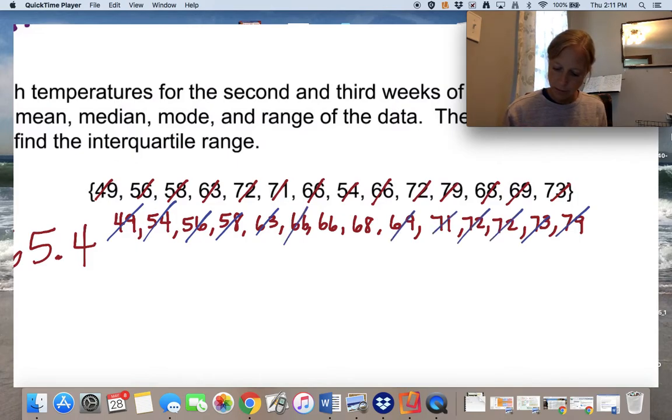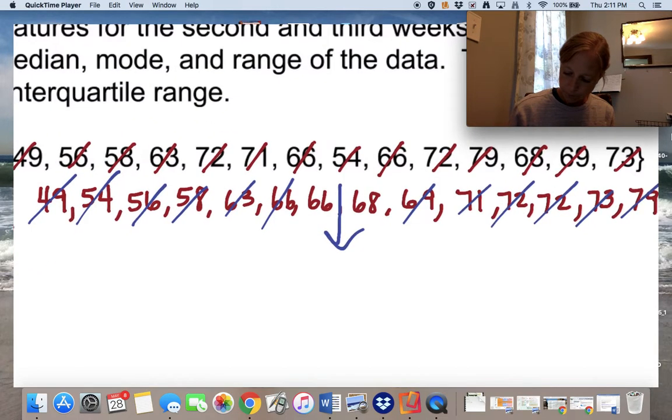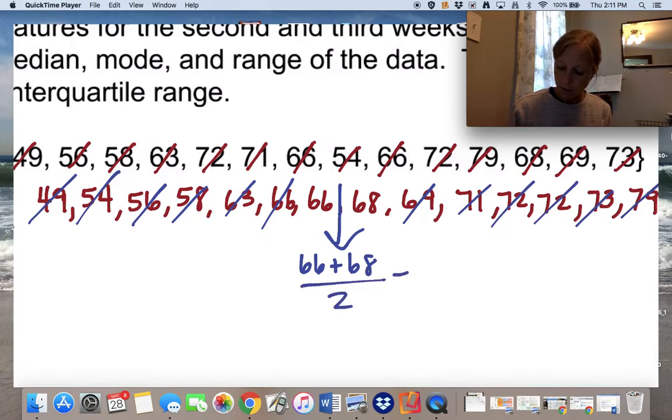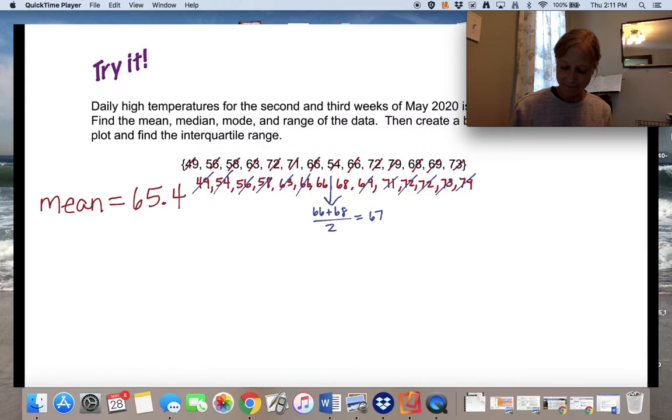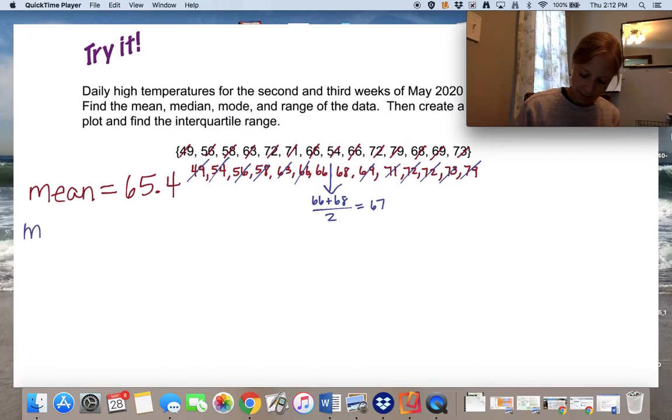And then I sometimes will start working in. Oh, I've got 2 in the middle. When I've got 2 in the middle, remember we have to add them together and divide by 2, basically find the mean of these, and then I'll know that my median is 67. You can also probably just tell by looking at the numbers. All right, so median.